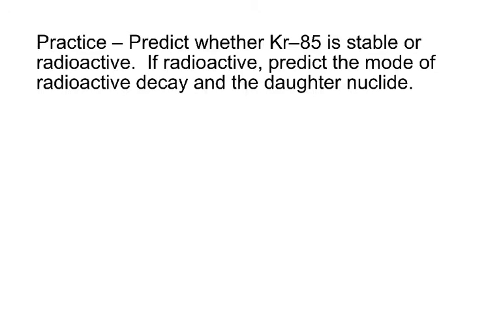So another problem here, you can pause the video and work it out. Predict whether krypton-85 is stable or radioactive. If it's radioactive, predict the mode of radioactive decay and the daughter nuclei. So we have 85 as our mass. Krypton is number 36. That gets me 49 neutrons.